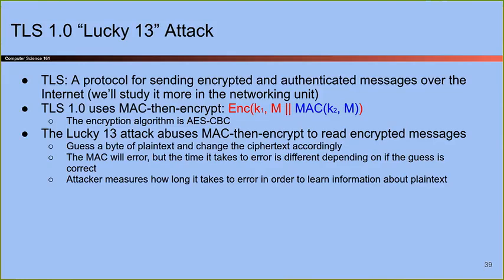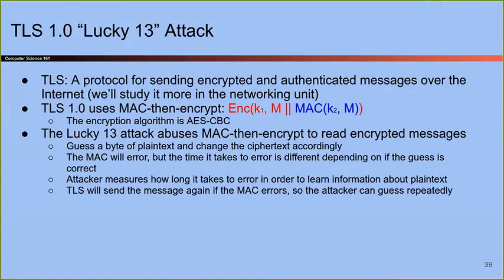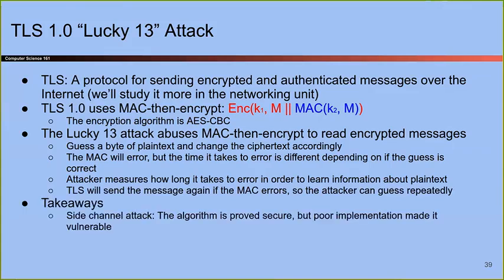So you measure how long it takes to error, and depending on whether it erred really quickly or very slowly, that actually gives you some information about what the plain text was. That's really subtle and so hard to see, and even the TLS designers just missed it. So that was really tricky to find out.